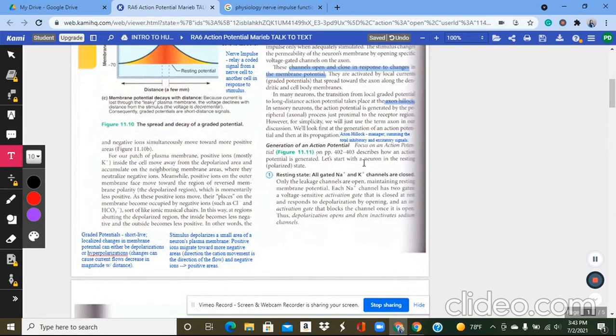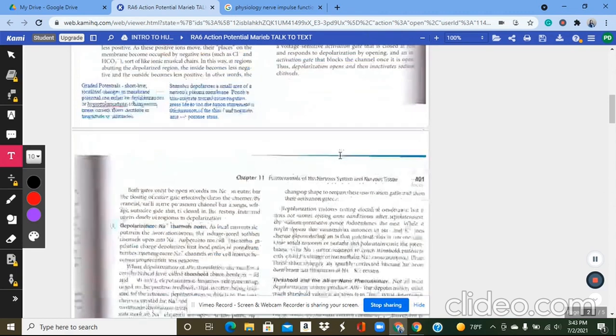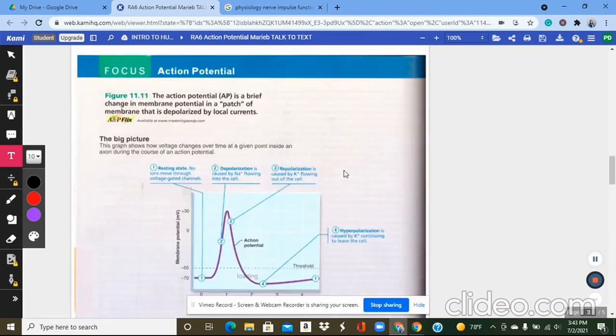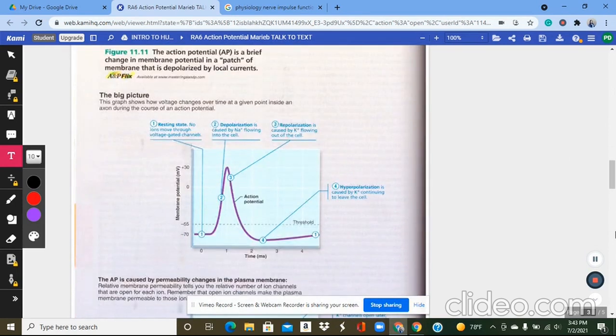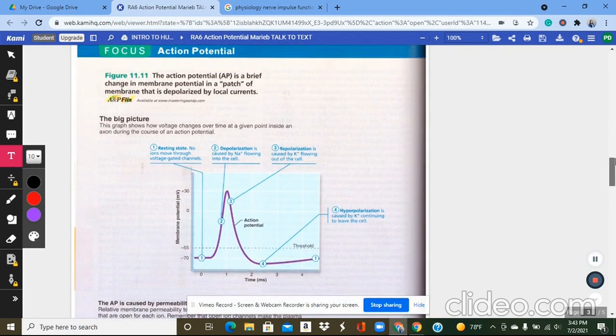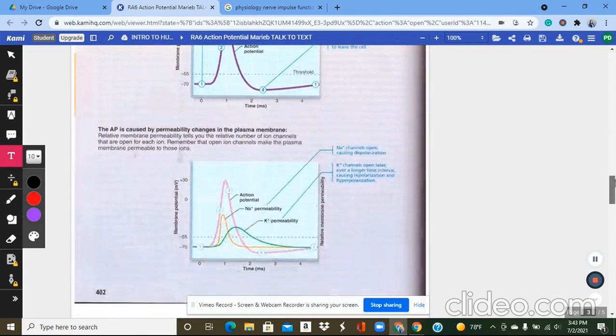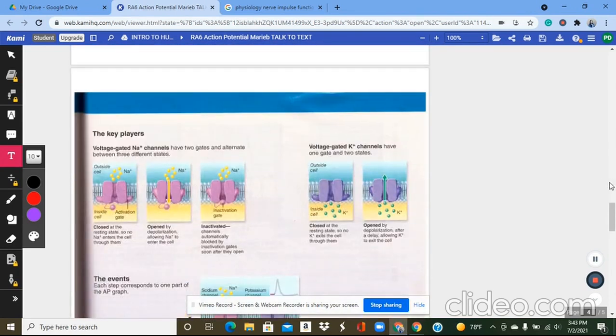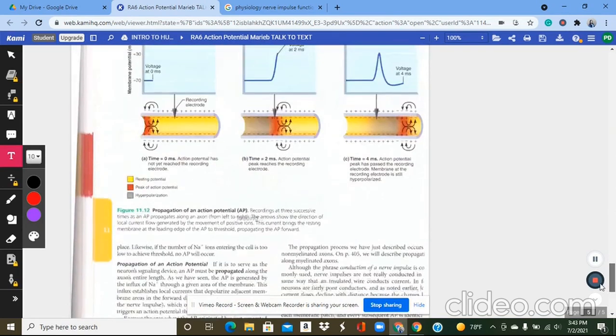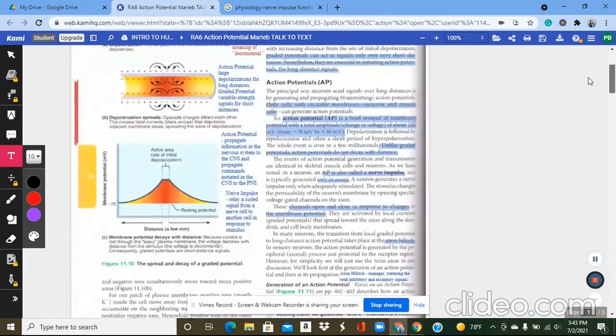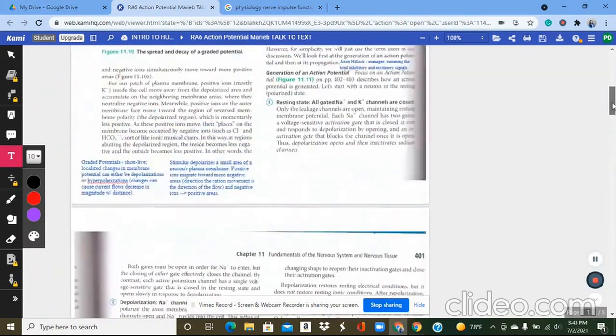Moving on, generation of an action potential. Focus on an action potential. Figure 11.11 on pages 402 to 403 describes how an action potential is generated. Let's start with a neuron in the resting polarized state. So this is the figure 11.11 that it was talking about. I think I should look over the information provided first before I actually look over the figure.